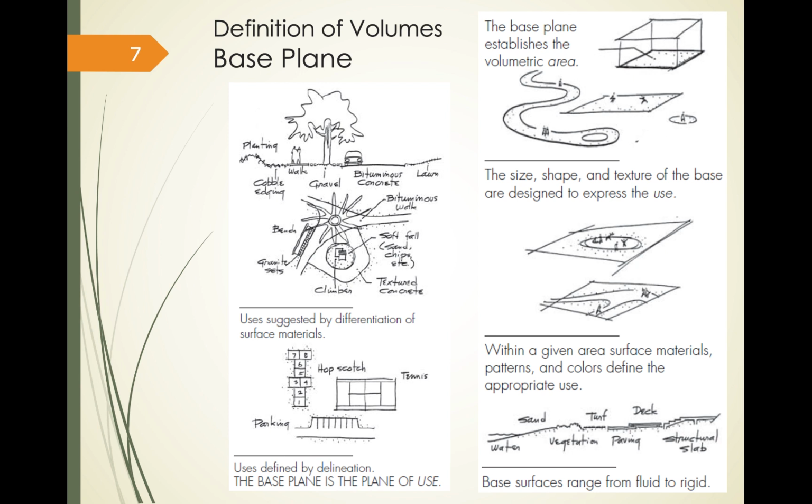A base plane can be used to establish a volumetric area by differentiating the materials from its surroundings, so the human activity inside is bordered. The base plane usage can be expressed by the design of its size, shape, and texture. Base surfaces could also range from fluid to rigid, with the sectional illustration showing from shore to dry land, from water into sand, and then vegetation and paving, wood deck, and permanent material like a structural slab.